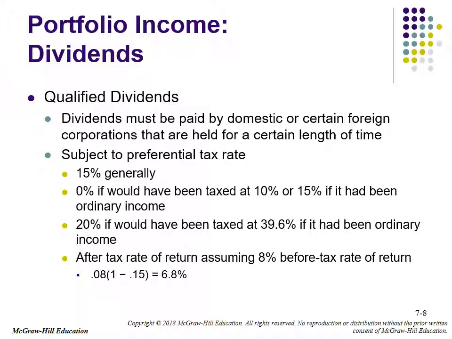Now, remember we talked about portfolio income and before-tax returns and after-tax returns. What would be the after-tax rate of return assuming an 8% before-tax rate of return? Well, assuming the person's qualified dividends are being taxed at 15%, we would take the before-tax rate of return times 1 minus the tax rate and multiply that out, and you would get 6.8%. So that's the true after-tax rate of return on that investment. That's how you would determine that.